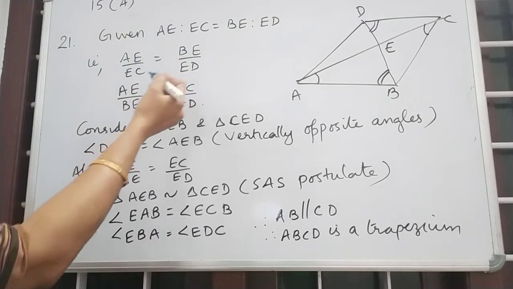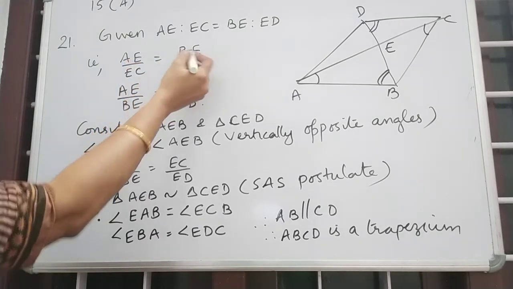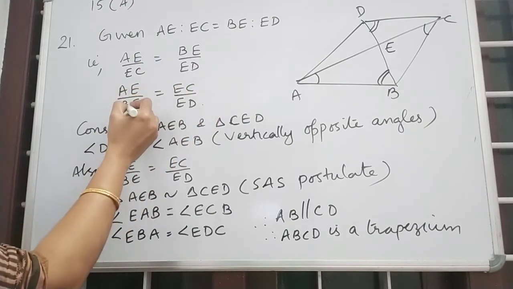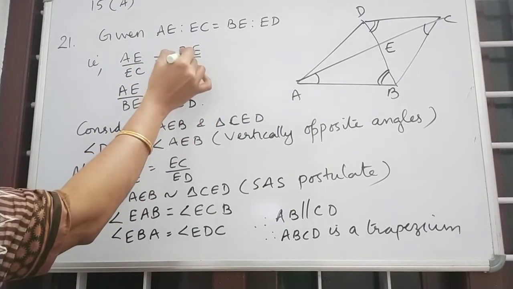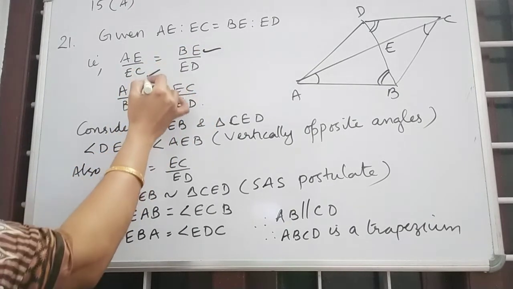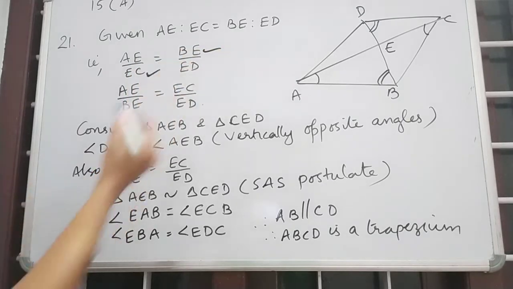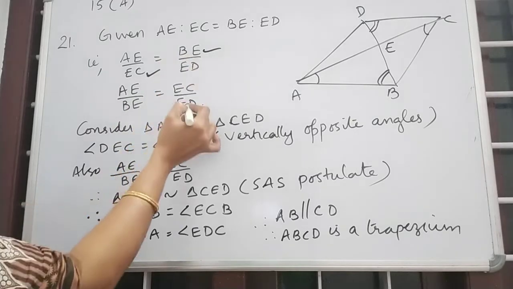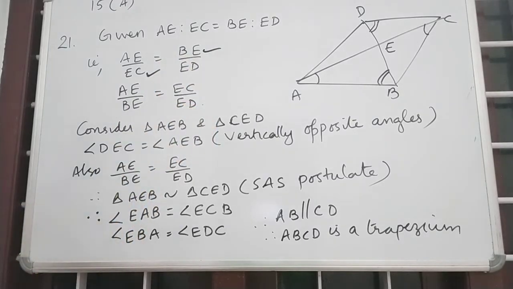So just changing AE divided by BE here and EC the right side. This only we are interchanging. So AE divided by BE is equal to EC divided by ED. Now consider triangle AEB and CED.